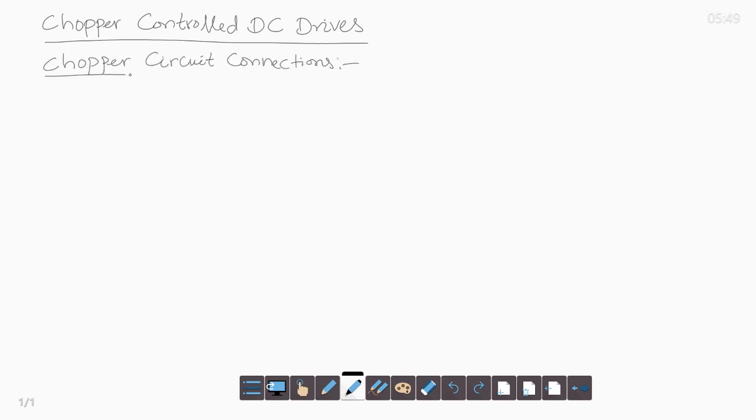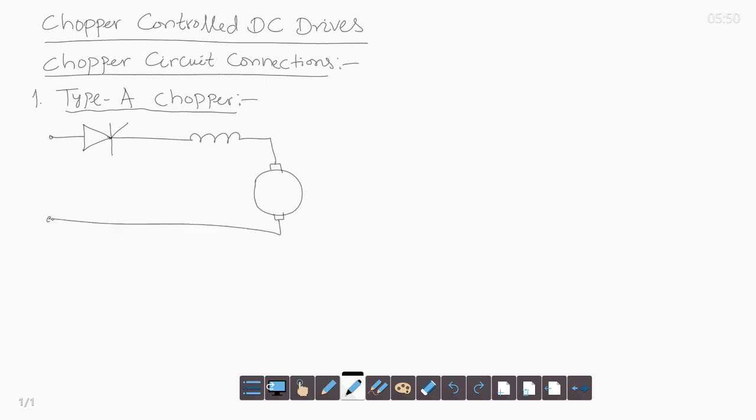First, we will discuss some of the chopper circuit configurations, circuit connections. First one is type A chopper, or class A chopper, which is a single quadrant chopper. The chopper circuit is like this. This is the plus minus VDC supply.